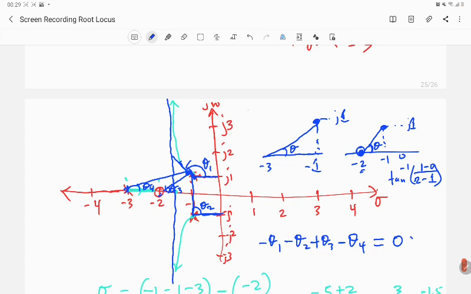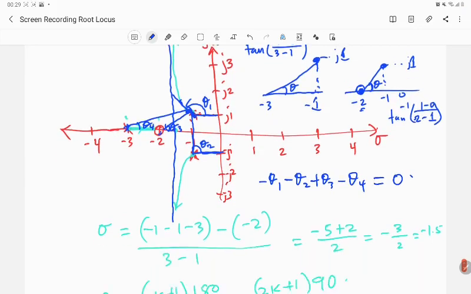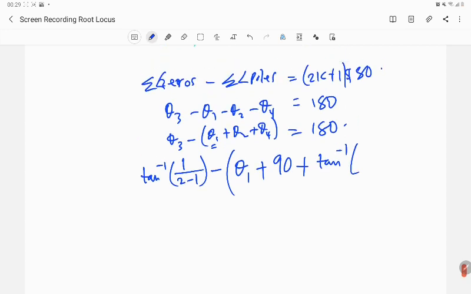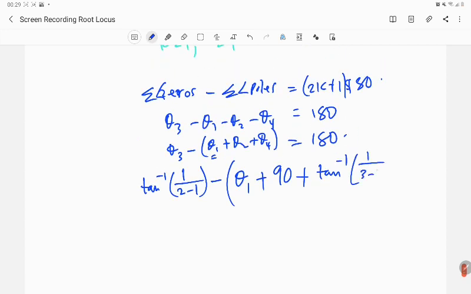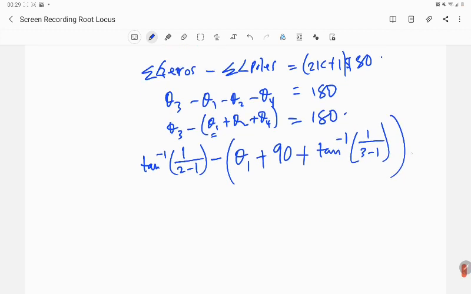So there again, we are going to have tan inverse of the opposite, which is 1 minus 0, over the adjacent, which is 3 minus 1. We are using magnitude because we just want the magnitude of the angle here. Once you do that, that is going to give you tan inverse of 1 over 3 minus 1. So this is basically what expression you are going to get. Equate it to 180 and solve.